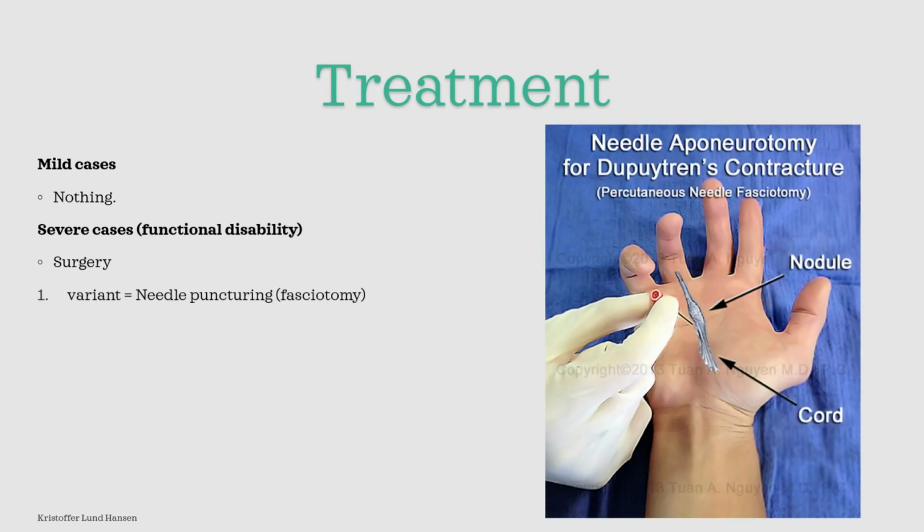There are 2 main ways of surgery. The first and usually first attempted variant is to continuously puncture the tension band until it rips open. Sometimes a clear pop can be heard when the band is ripped. This is done under local anesthesia, and the syringe that is used to give the anesthesia can also be used to repeatedly puncture the fascia.